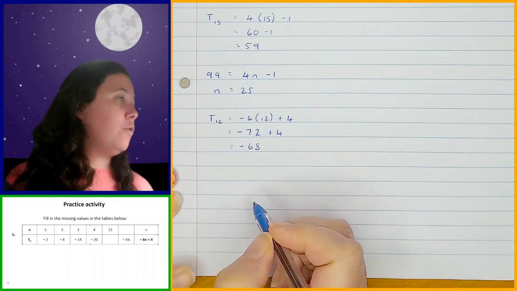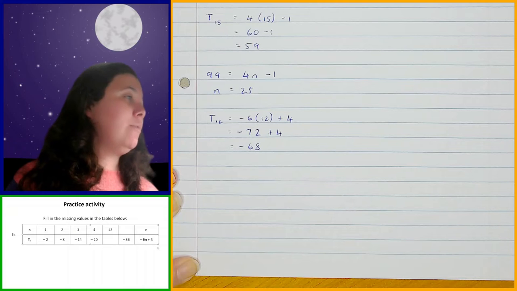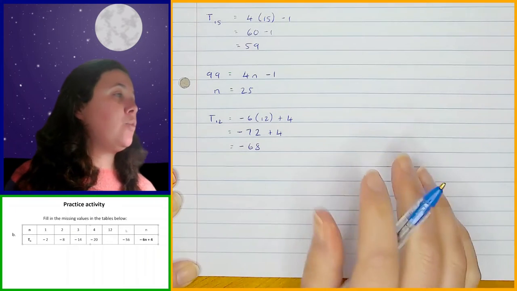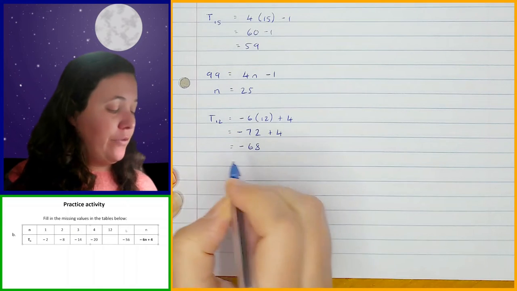Then for the second block over here that we have to work out, we have to find out which term is equal to negative 56.